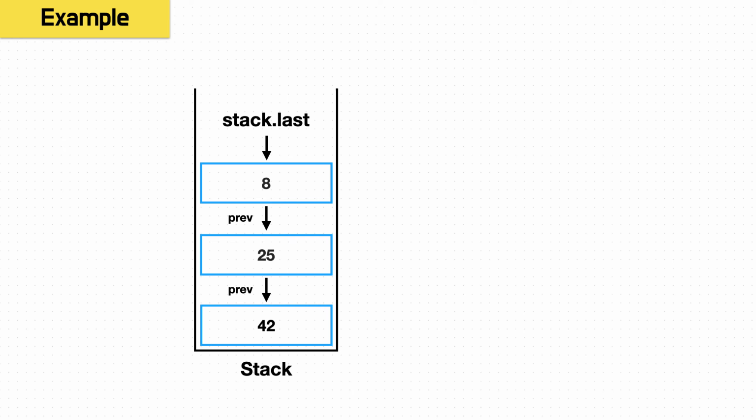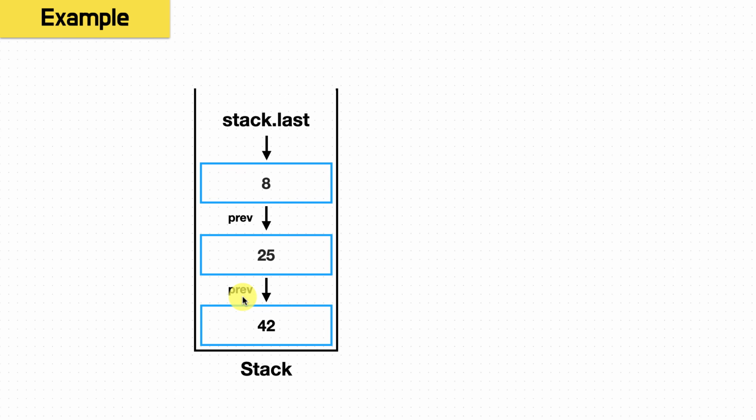So let's visualize our stack. The stack itself maintains a stack.lastPointer, which points to the last node, or the top node in the linked list, which is the top of the stack. This node here has the value 8 and has a pre-pointer that points to the node before it. This node points to the node before it, and this is the last item in the stack, the bottom item, which was the first added, and its pre-pointer actually points to null.